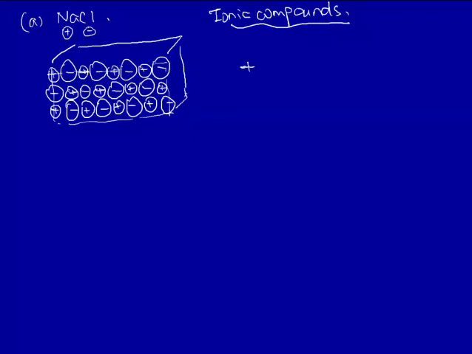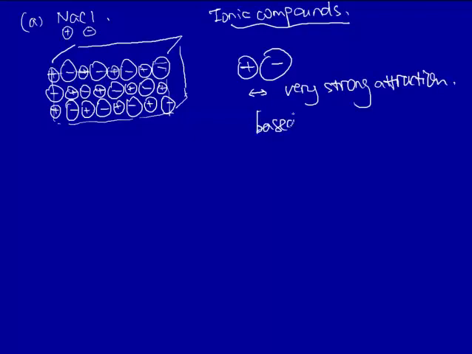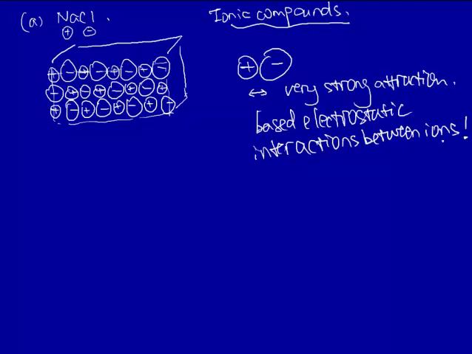Now the key interaction will be the plus and the minus. This is a very strong attraction, based on electrostatic interactions between ions. So you would expect this to be very strong. So what you expect for the melting point and boiling point of an ionic compound is high. Those would have high melting points and boiling points.